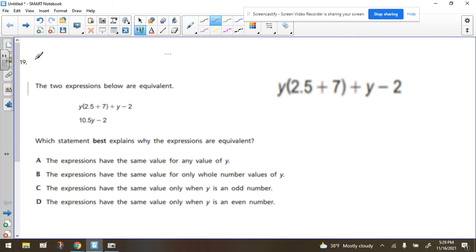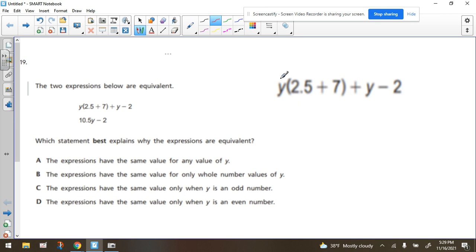Hey everybody, we're looking at question 19. The two expressions below are equivalent. So they give you this one and they give you this one. Which statement best explains why the expressions are equivalent? And then they give you a bunch of choices here. So this is simplified. This is not.